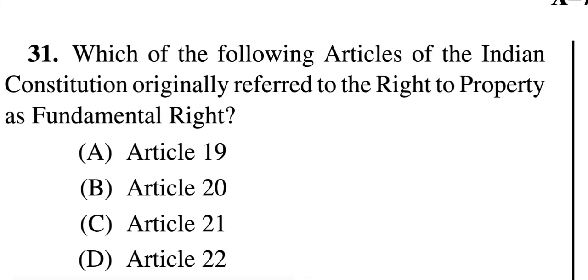Next question is saying, which of the following articles of the Indian Constitution originally referred to the right to property as fundamental right? Right now, right to property is not a fundamental right. It has been abolished. Article 19, Article 20, Article 21, Article 22. Correct answer will be Article 19 of Indian Constitution. It originally referred to the right to property as fundamental right, but it is now no longer a fundamental right.